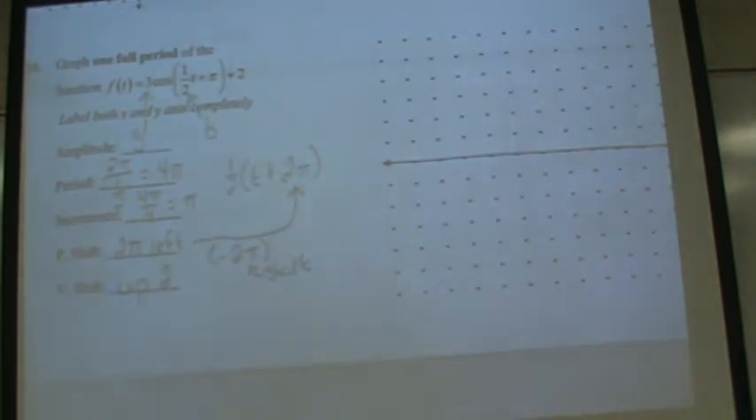Yes? So since sine and cosine is 2 pi over B, what is it for tangent? For tangent and cotangent, it's pi divided by the B value. It's the original period divided by the B value. So our original period for sine and cosine was 2 pi. Our original period for tangent and cotangent was pi.